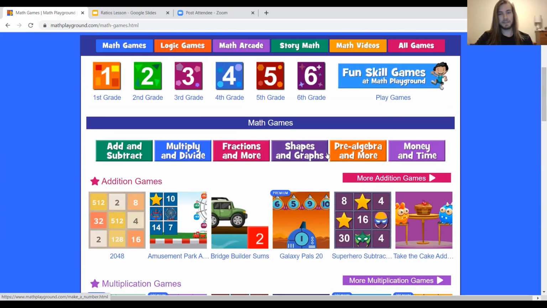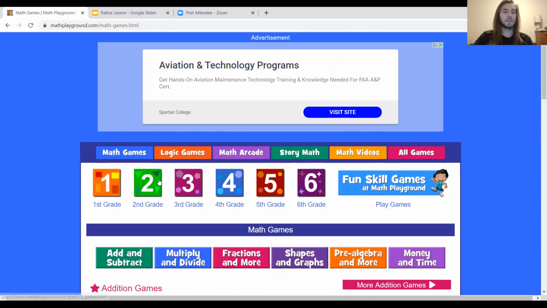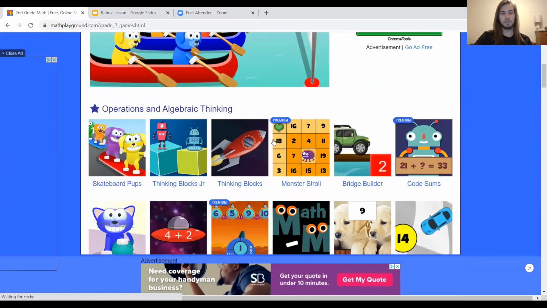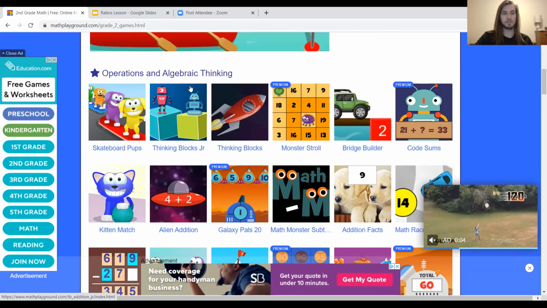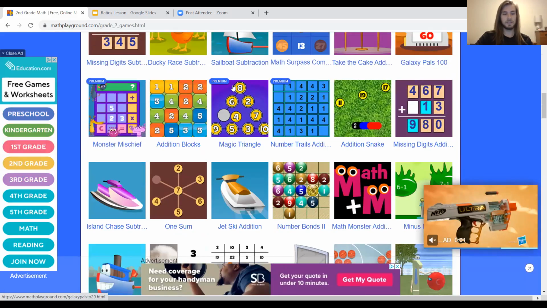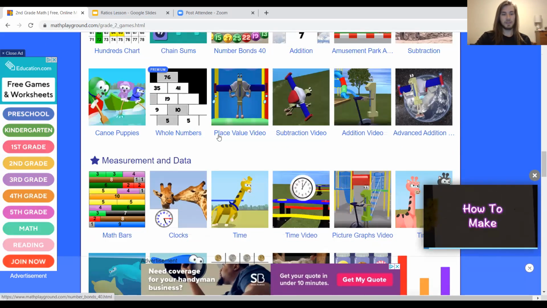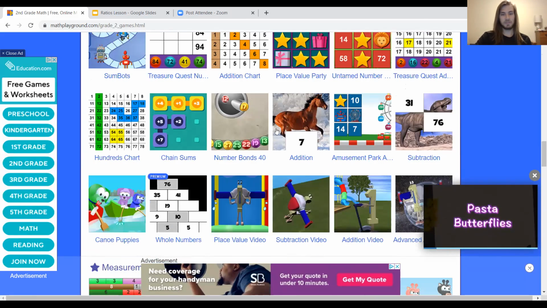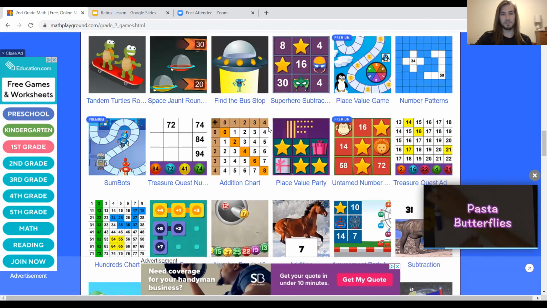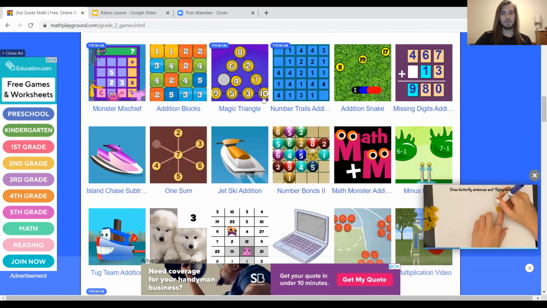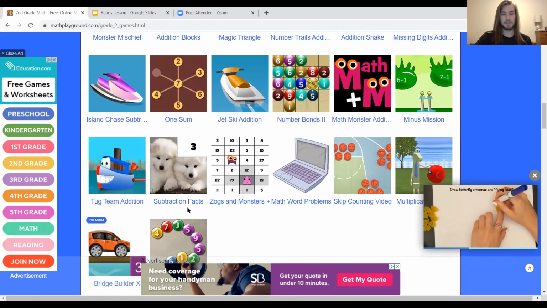So if we go ahead and check out some of the games real quick and how they work. If we hit second grade here, we can go down and see there's some categories, there's some algebraic thinking games, there's some base 10 games, measurement games, just a whole lot for you to choose from, which is really cool, gives you lots of variety. Let's go ahead and go with this subtraction facts game.